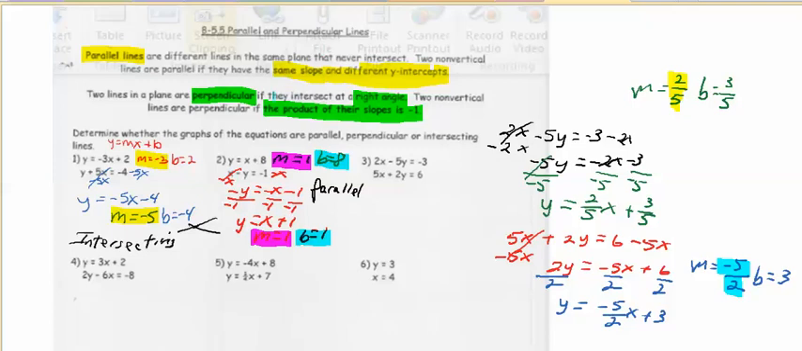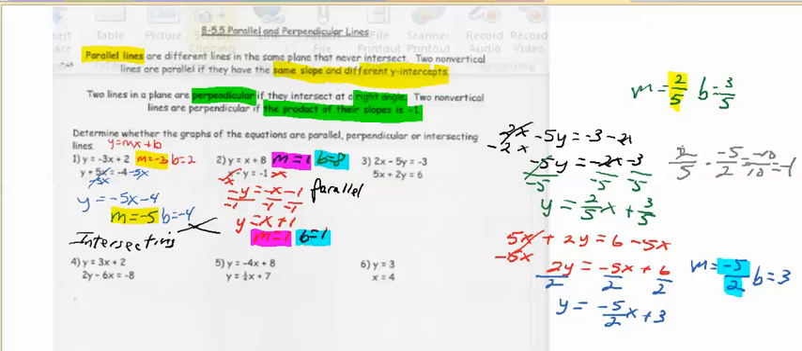Are they perpendicular? Is the product of their slopes negative 1? This is where we're going to prove that these are perpendicular lines. Let me see the color I haven't used. Choose gray. I've got 2 over 5 times negative 5 over 2. When I multiply that together, I can make this a negative 10, and this a positive 10. Negative and positive is negative. 10 over 10 is 1.